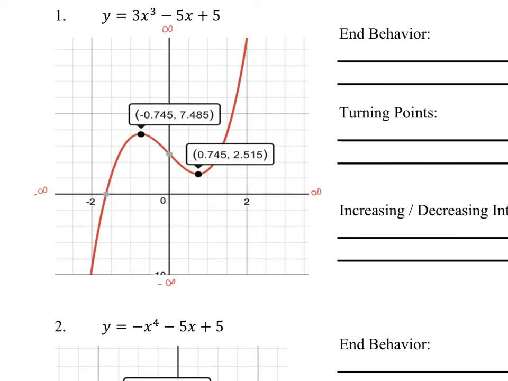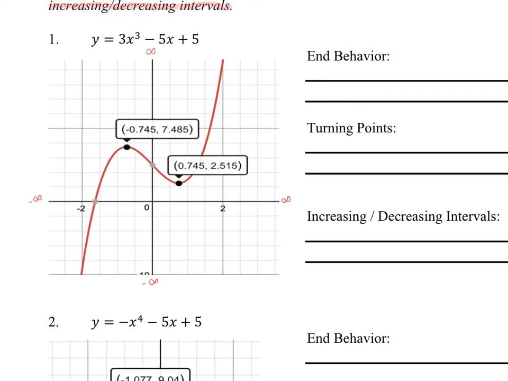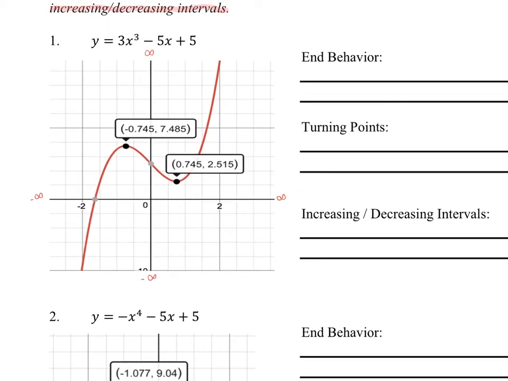All right. Let's first talk about what this thing is doing at each end. As we talk about the left side of this graph, y is approaching negative infinity. See how it's moving downward? Y is approaching negative infinity as x is approaching negative infinity as well. So x is approaching negative infinity, y is approaching negative infinity.